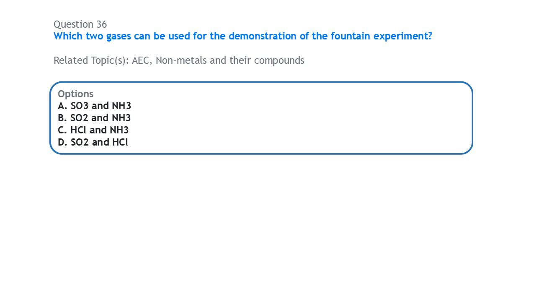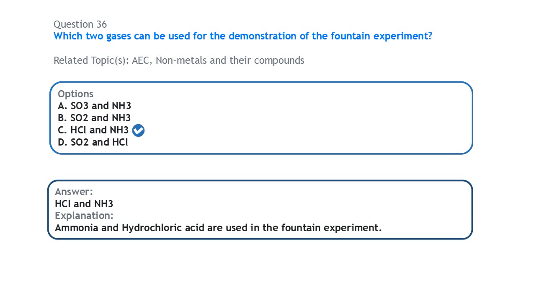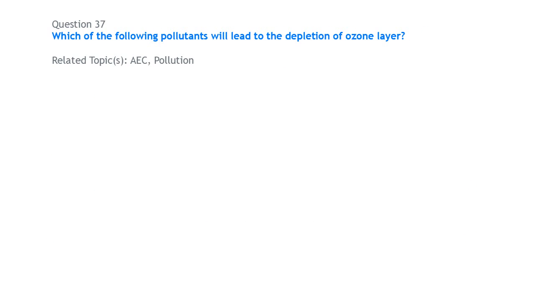Which two gases can be used for the demonstration of the fountain experiment? That will be hydrochloric acid and ammonia. Both are used in the fountain experiment.